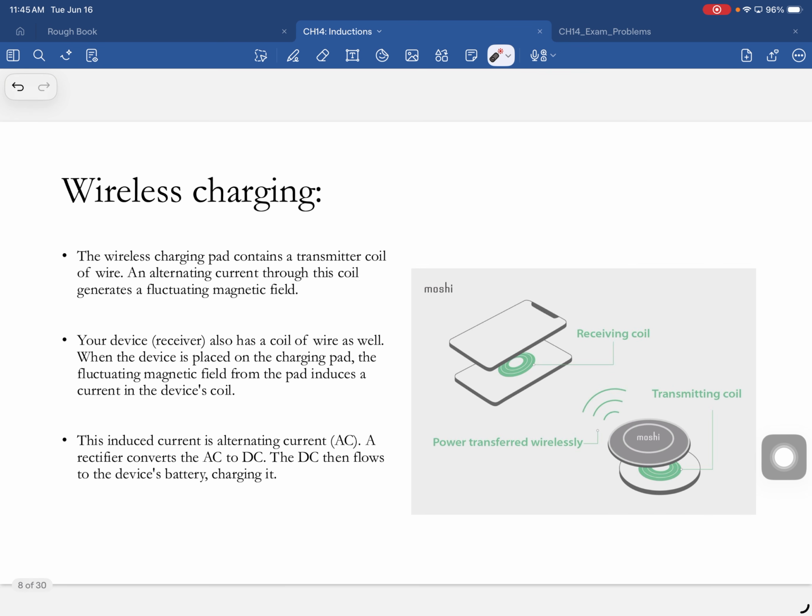Okay. And that's how your wireless charging works on the phone. You guys might have these chargers. Here's a transmitting coil. You send an AC signal to that. Here's the receiving coil in the phone. You're inducing a current there via the changing magnetic field. Now, the problem is, this is an AC current that you're getting. That AC has to be changed to DC before you charge the battery.